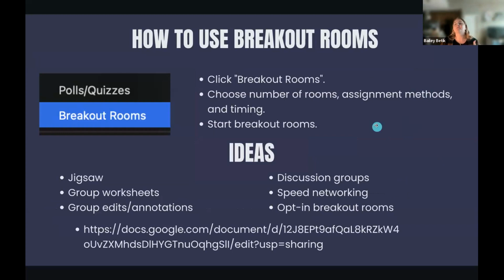Breakout rooms: I'm not going to put you into breakout rooms, but I just wanted to tell you how to do it. You just click breakout rooms if you're the host. You can choose the number of rooms. You can choose assignment methods. You can pre-assign if they're all registered Zoom members. If people are logging in with a guest account, that's a little more difficult to do. You can randomly assign, say you want 4 people in one group, right? Or you can manually assign.